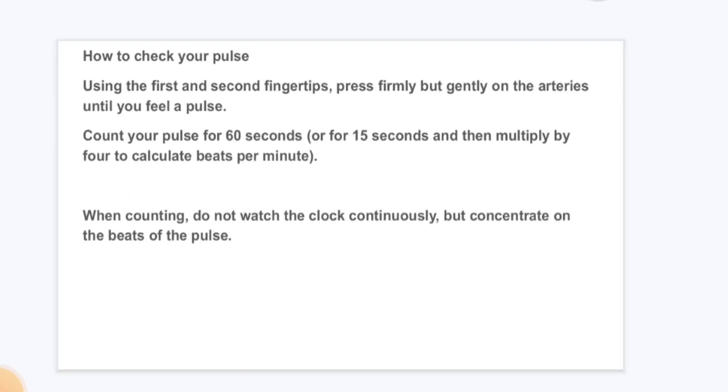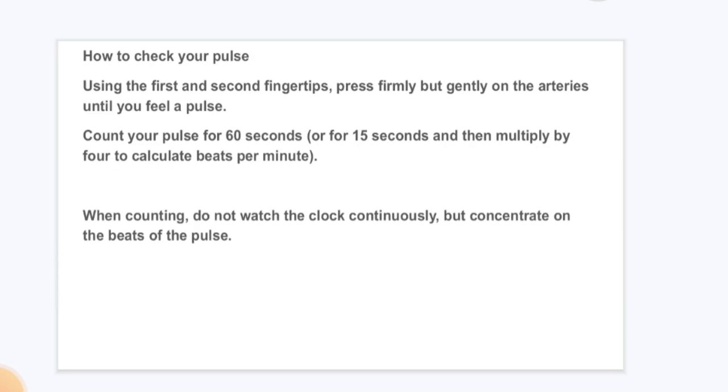Then how to check your pulse? Using the first and second finger, press firmly but gently on the artery until you feel the pulse. The index finger or middle finger, the fingertips, press the artery gently, then we can feel the pulse. So count your pulse for 60 seconds.